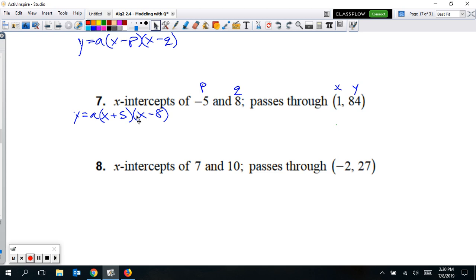It changes signs to minus 8. So x minus 8 there. And now we're going to plug in 1 for x and 84 for y. So we do that. It's going to be 84 equals a, and we're going to solve for a now.